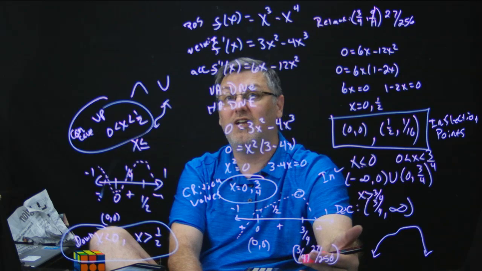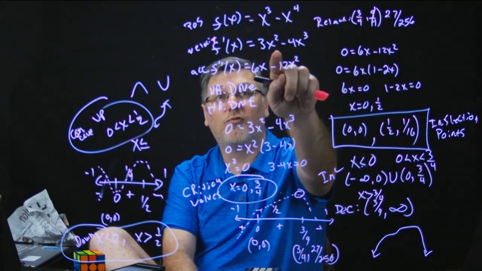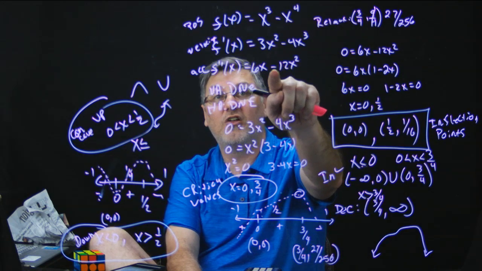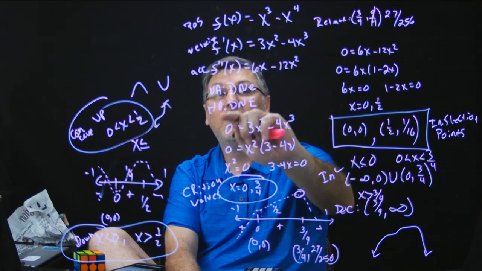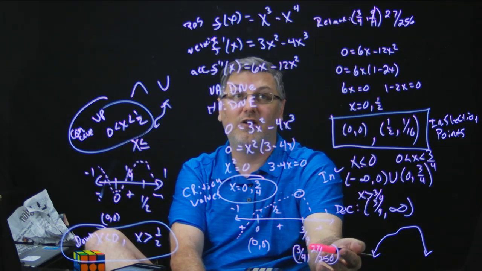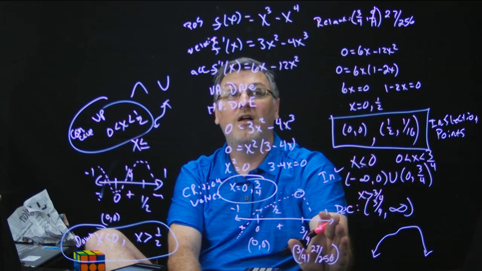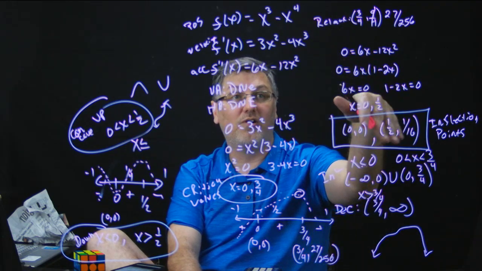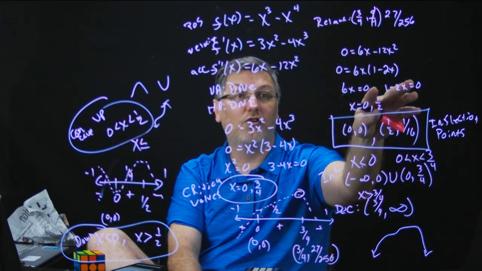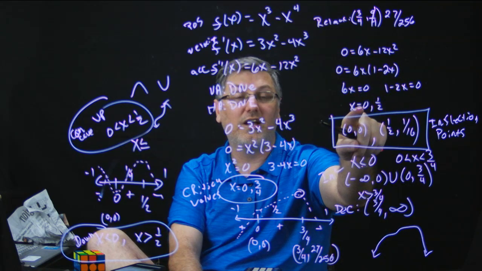So we have to do the second derivative. So I go from the first derivative, and I take another derivative, and I get the second derivative. My inflection points, I just simply set it equal to 0 right here. I get 0 equals 6x minus 12x squared. Once again, do some algebra on there. Factor out a GCF, zero product property by setting them equal to 0, and I get x values of 0 and 1/2.